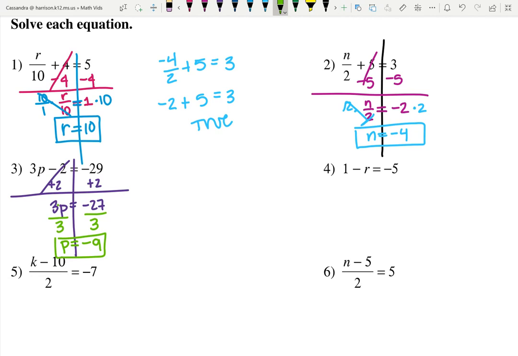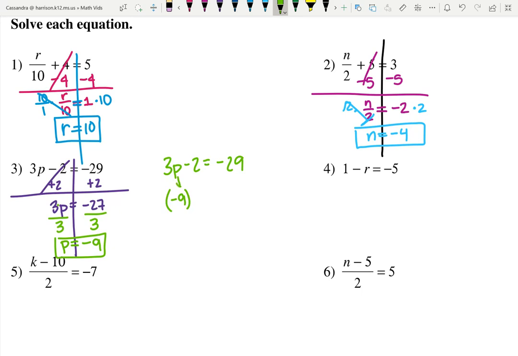Again, I can check that by taking my original equation and substituting in for p the answer we got, -9. So I'm going to put -9 where the p was and keep everything else the same. 3 times -9 is -27 minus 2, -29. And yeah, -27 minus 2 is -29. Cool. All right.